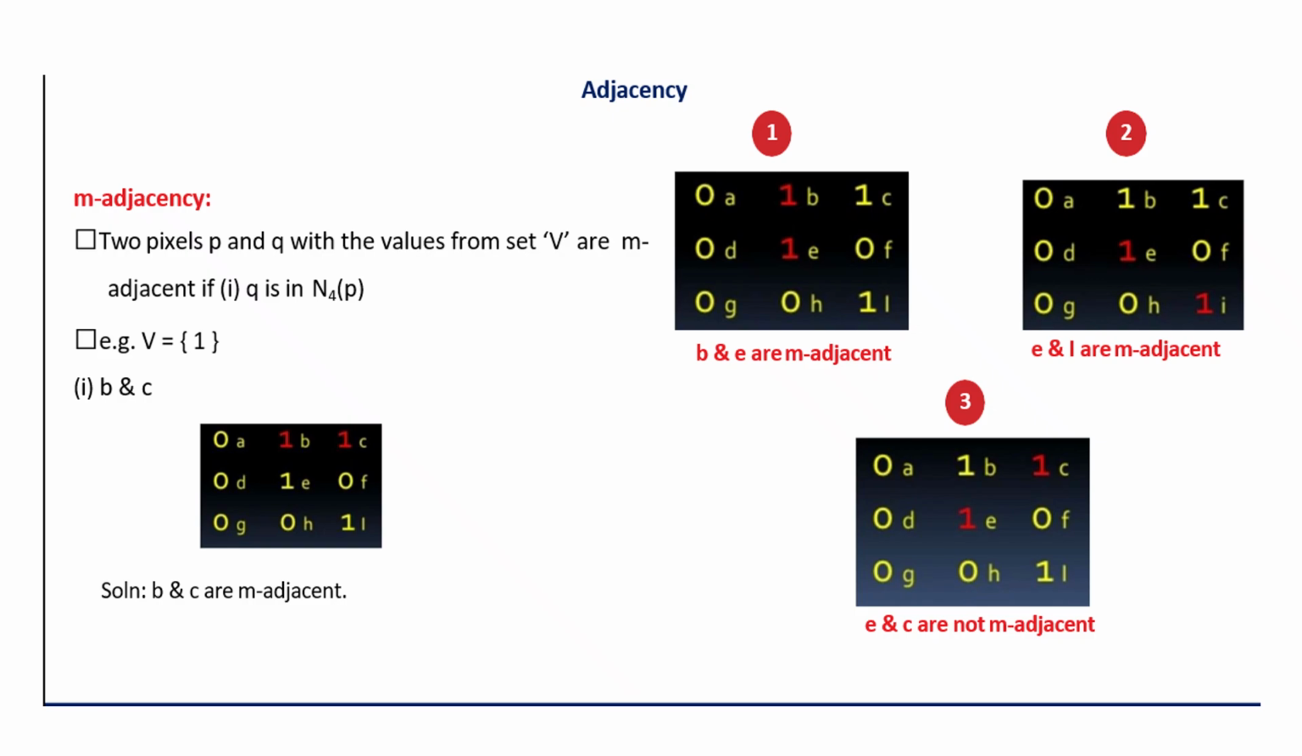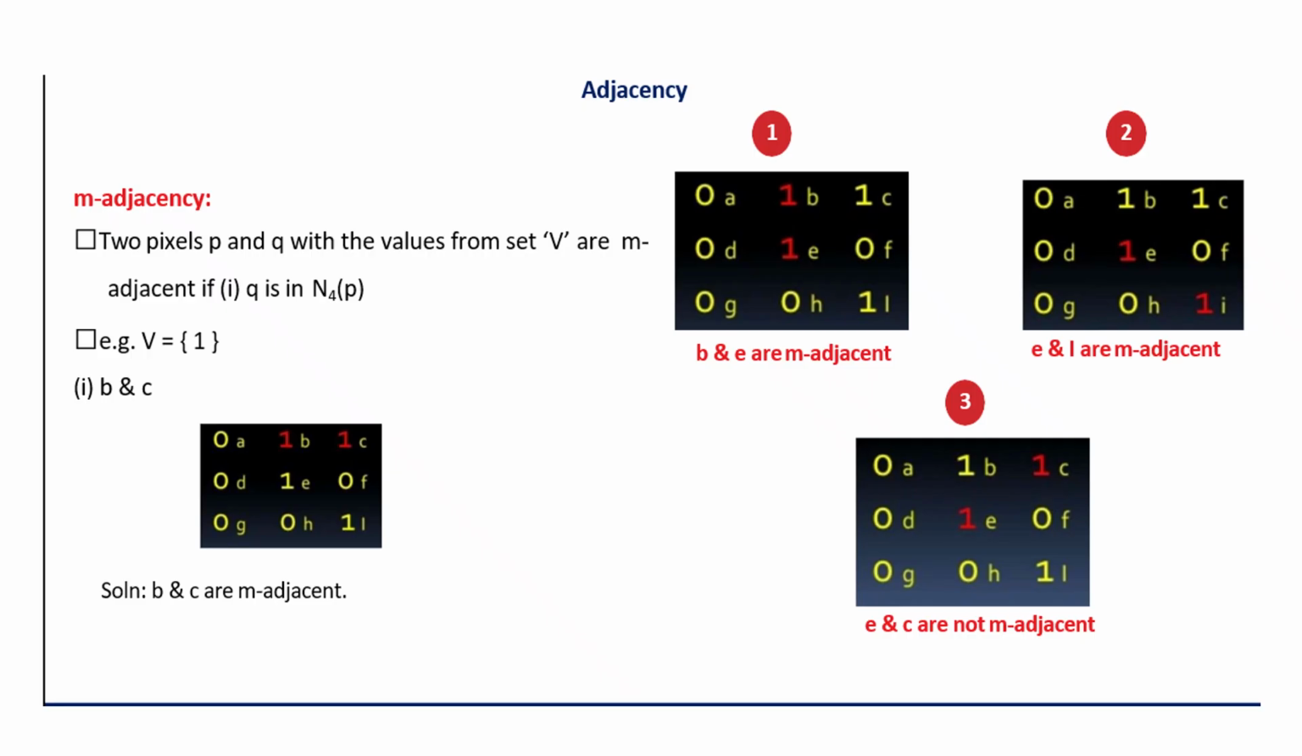So in this example, we can see two pixels P and Q with values from set V. They are M-adjacent if Q is in N4 of P. First thing, B and C. We represent B and C as coordinates. The neighborhood is shown as 1. So B and C are M-adjacent.